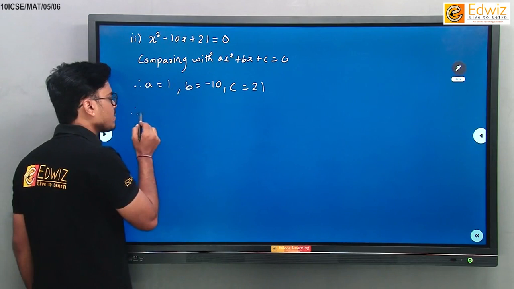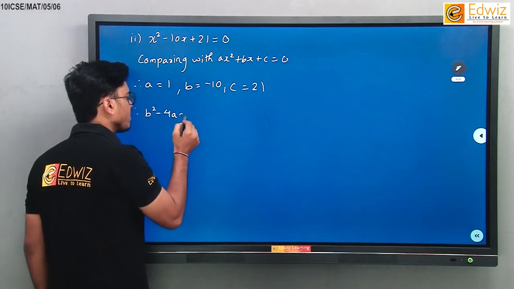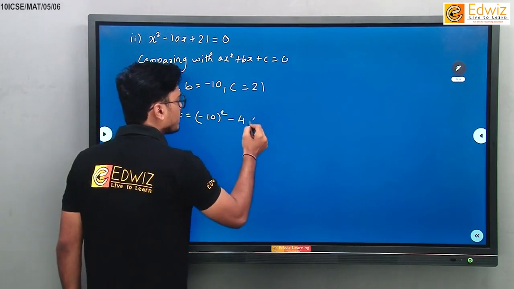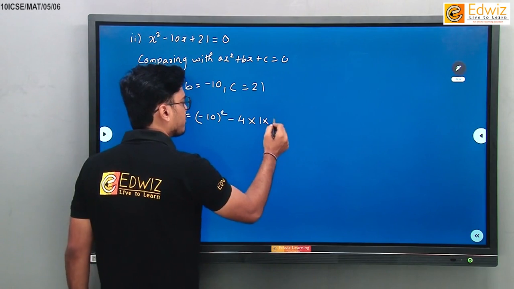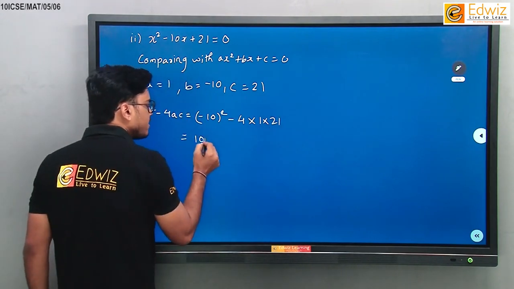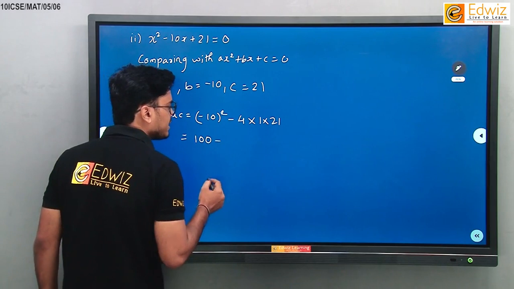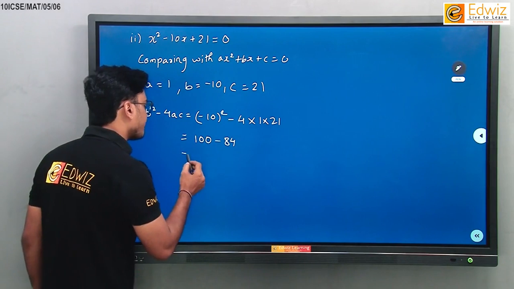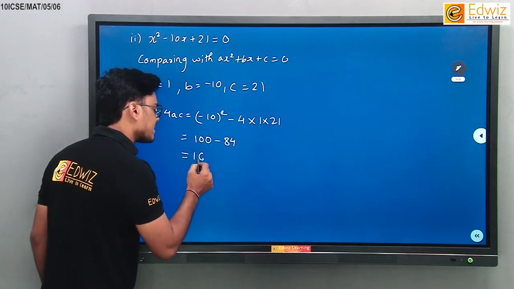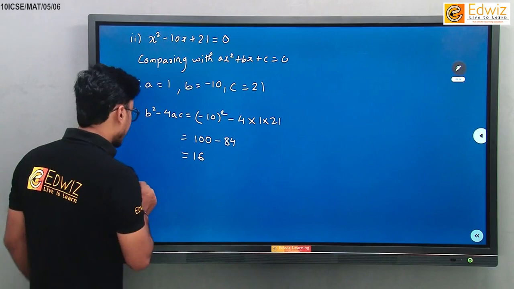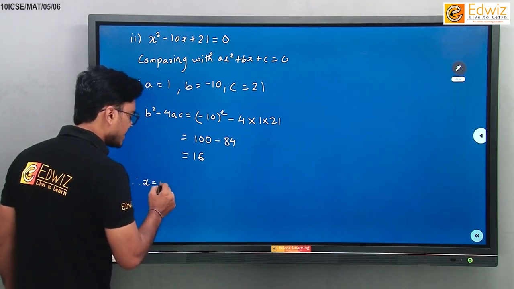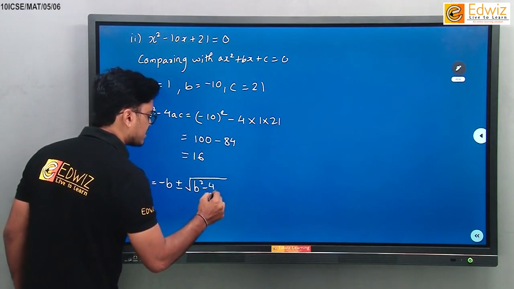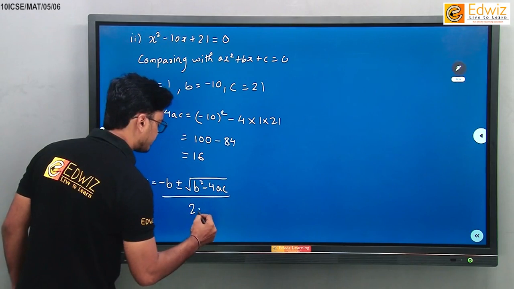First, let us calculate b square minus 4ac: minus 10 whole square minus 4 multiplied by 1 multiplied by positive 21. Okay, so this is 100 minus 4 into 21, which is 84. Correct? 4 into 21 is 84. So b square minus 4ac is 16 this time. Once we get this, directly use the formula for x, that is minus b plus or minus square root of b square minus 4ac upon 2a.